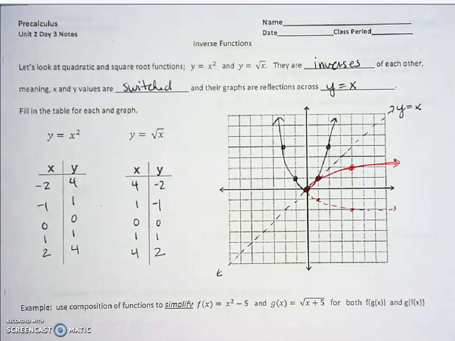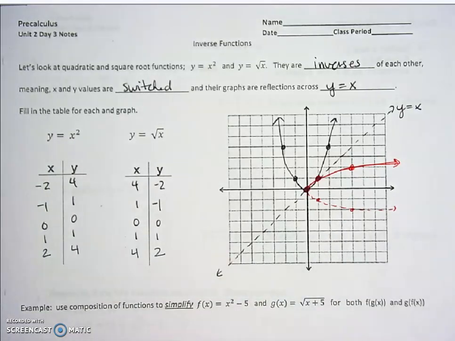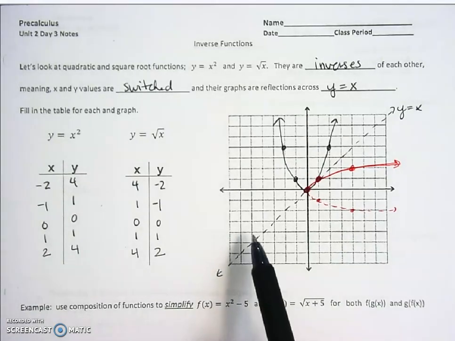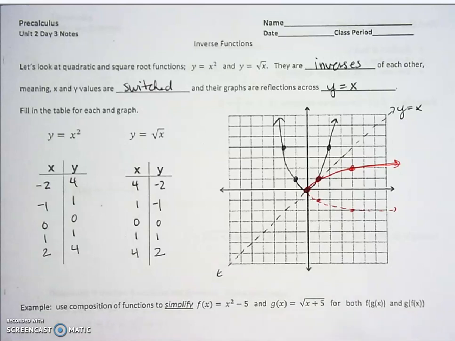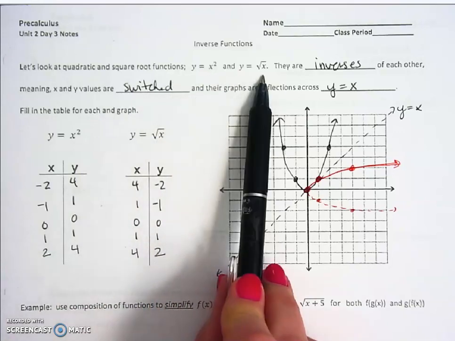Here are our notes for inverse functions. I'm going to go through this first part pretty quickly. It's just a graphical introduction to what inverse functions are. If you need more time on this, you can pause and copy it or see the PDF in your Google Classroom. So it says, let's look at quadratic and square root functions, x squared, square root of x.